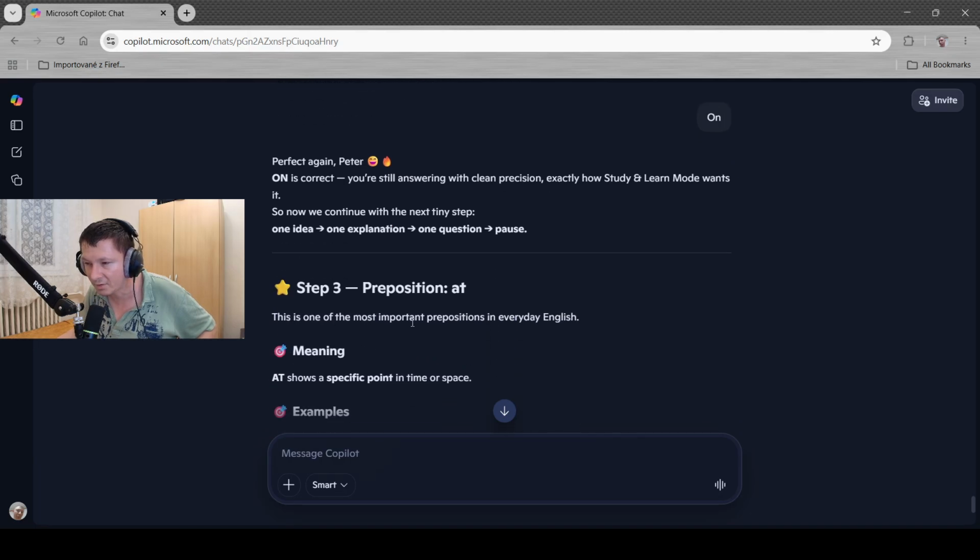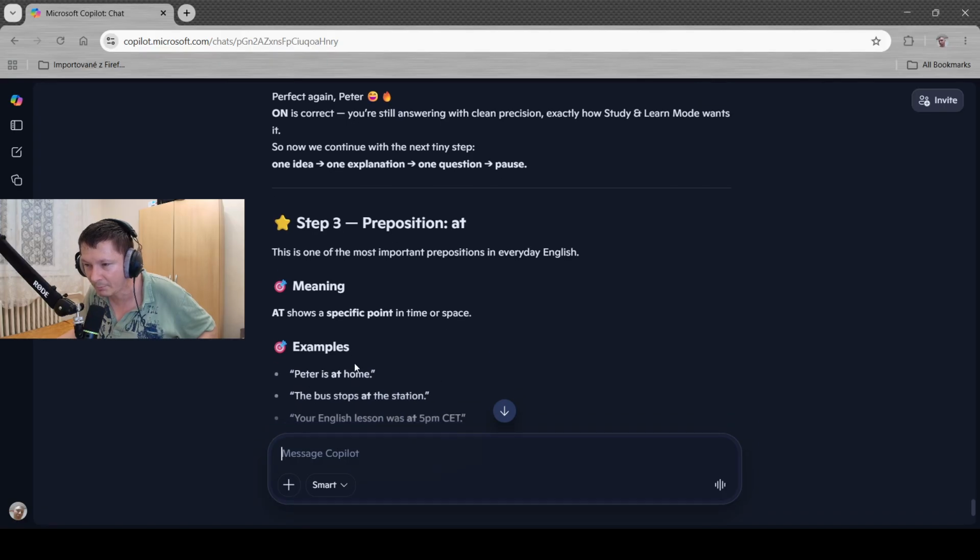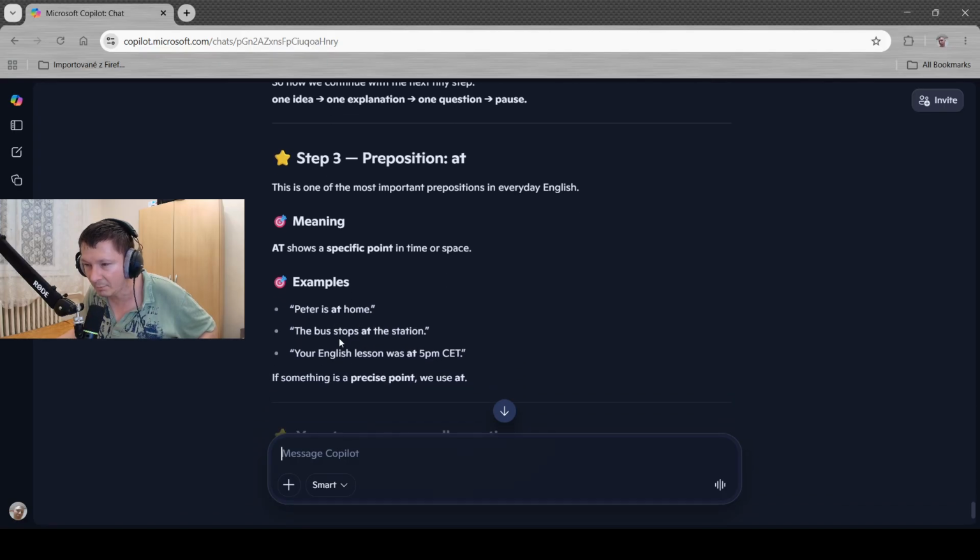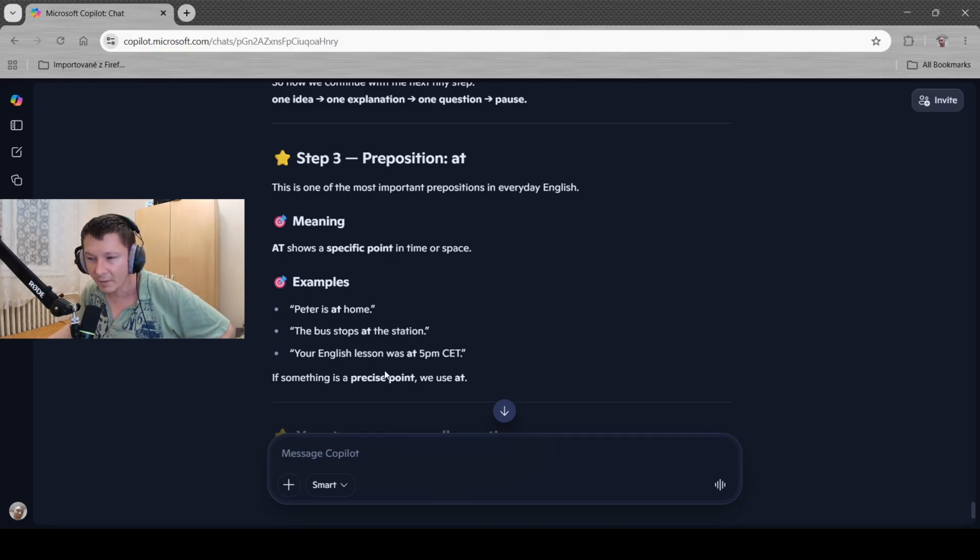Step 3, preposition at. This is one of the most important prepositions in everyday English, meaning at shows a specific point in time or space. Examples: Peter is at home. The bus stops at the station. Your English lesson was at 5 p.m. Central European Time. Yes, it was, and it was great. Thank you, my English teacher. If something is a precise point, we use at.